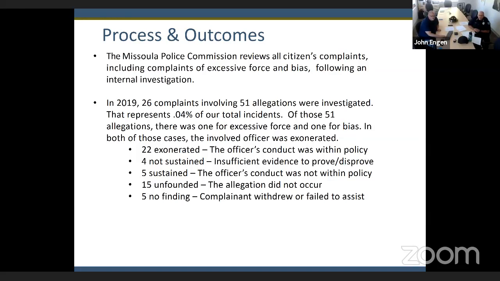And five resulted in no finding, which usually happens when the complainant withdraws the complaint against the officer or fails to assist us in the investigation and provide us the information we need to continue to move forward. Once again, every single one of these complaints and their findings were reviewed and approved by the Independent Police Commission.